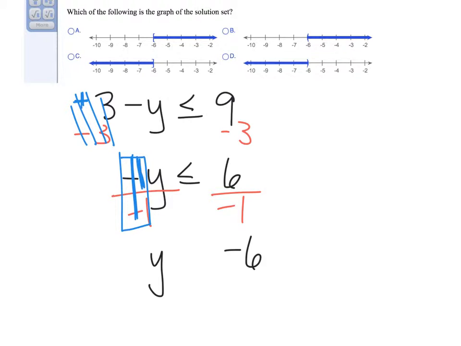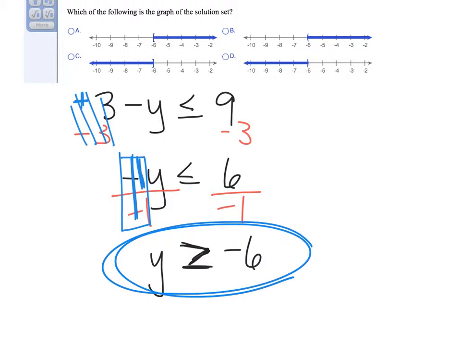Now, anytime you divide by a negative, like we did just here, or multiply by a negative, you have to reverse your symbol. So this less than or equal symbol suddenly becomes a greater than or equal symbol. So the only time this suddenly changes is when you divide or multiply by a negative. So here is our inequality. y is greater than or equal to negative 6.